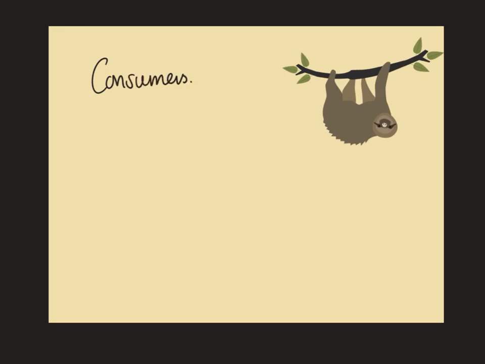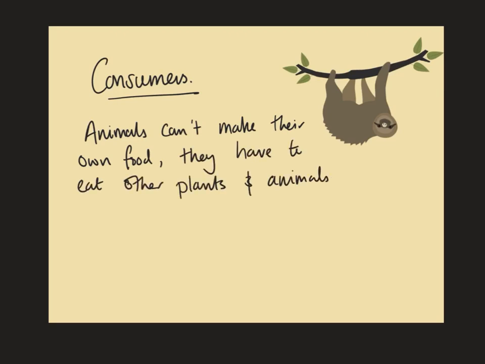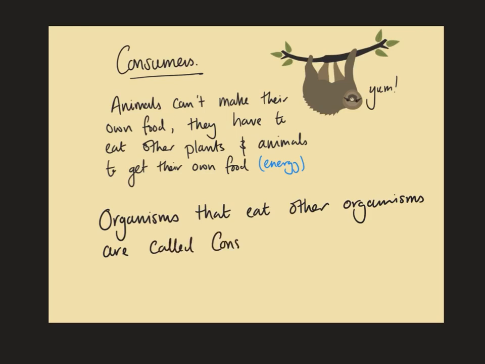Animals are a little bit different. They obviously can't get energy from the sun directly. They have to eat either plants or animals to get energy. So we have to eat food to keep us going. We are consumers, and any animal that eats plants or animals to get their own energy is known as a consumer. So as it says here, organisms that eat other organisms are called consumers. Now there are three types of consumers that I will talk to you about on the next slide.